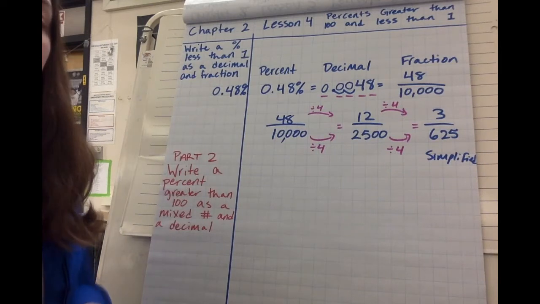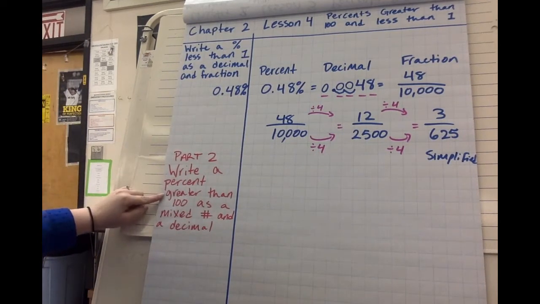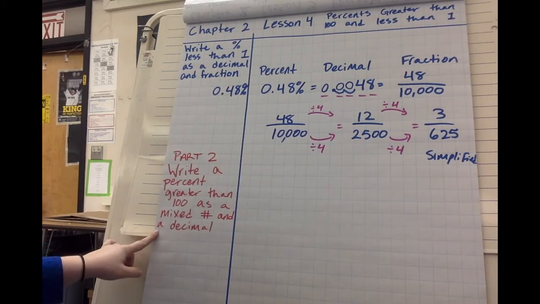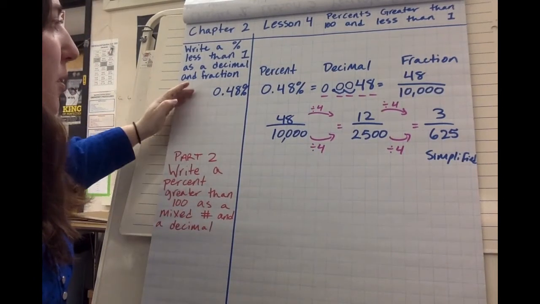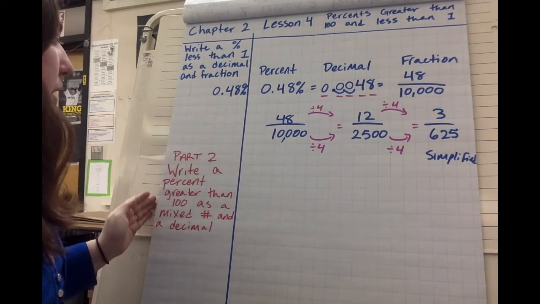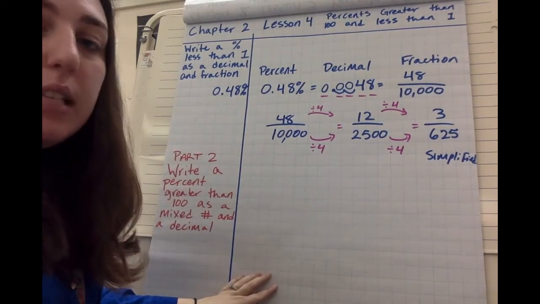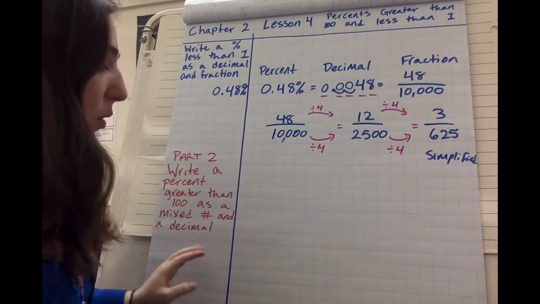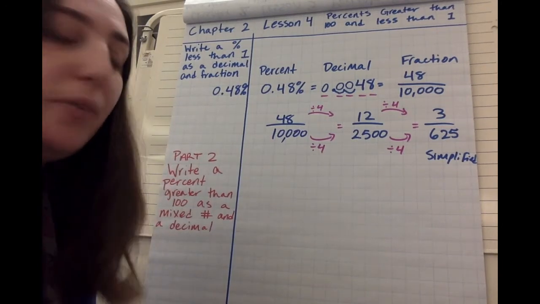In Part 2, what we're going to do is write a percent greater than 100 as a mixed number and a decimal. So here we were dealing with percents less than 1. Here we're going to deal with percents greater than 100, and you can just do this on the same note paper that you were writing on earlier. So let's imagine that we had the percent 350.